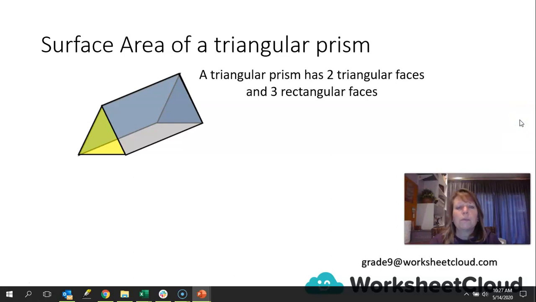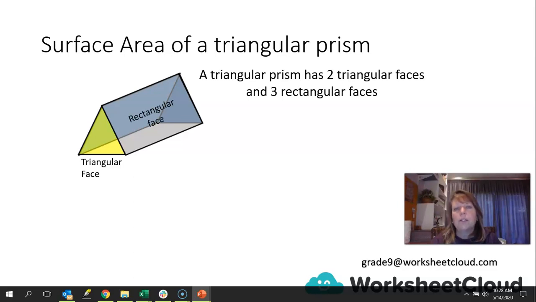A triangular prism has two triangular faces and three rectangular faces. So in other words, two triangles and three rectangles. Okay, and they are all put together to form a triangular prism. It's called a triangular prism, as you know, because of the triangle shape on either end. And we will call those bases for now. Right, so there's the triangular face and there's the rectangular face.